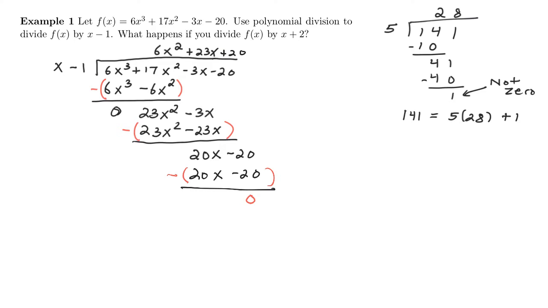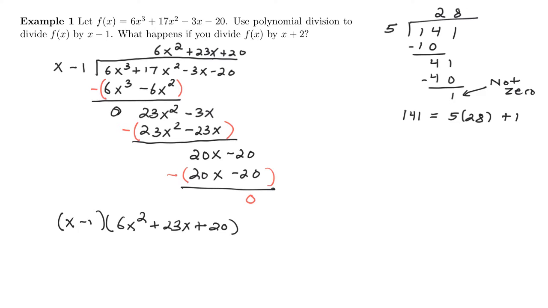So this is why polynomial division might be useful for us in this class. It's because if you take x minus 1 and you multiply it to 6x squared plus 23x plus 20, that perfectly factors the equation we started with because there's no remainder.